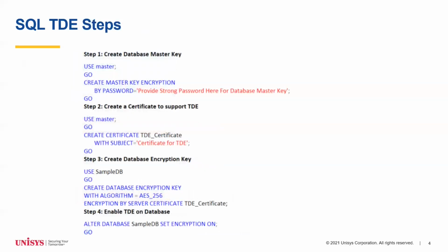To achieve SQL TDE, there are 4 primary steps involved. For example, if you want to enable SQL TDE for a sample DB, first you need to create a master key. Second, you need to create a certificate in the master DB. Then create a database encryption key. Finally, alter the database to enable TDE using the database encryption key. All these manual steps are to be followed to enable SQL TDE for any database via SQL Server Management Studio.